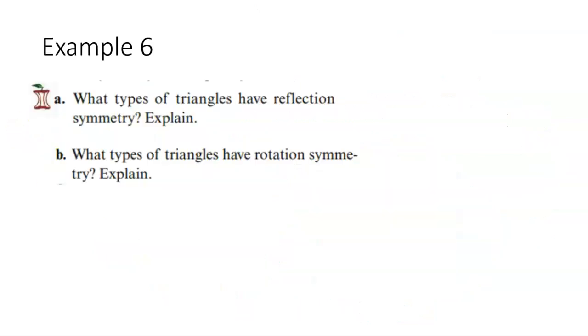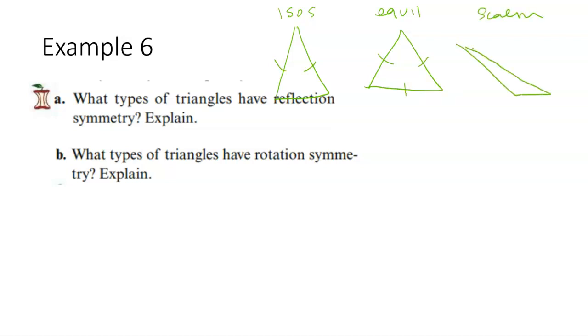So let's do another example. What types of triangles have reflection symmetry? Okay, what types of triangles are there? We've got isosceles triangles, which have 2 lines that are the same. We've got equilateral triangles, where all of these 3 lines are the same. And then we've got scalene, right, where nothing is the same. So what types of triangles have reflection symmetry?